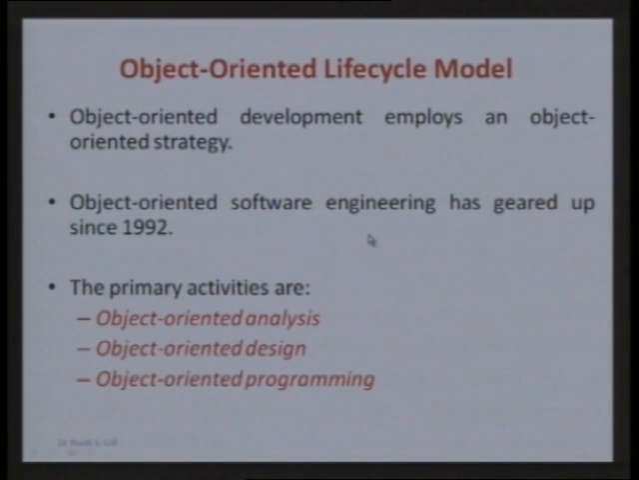If you look systematically at what should be there in the object oriented life cycle model, it is a development which employs an object oriented strategy, and this strategy really geared up in the early 90s. And what were the primary objectives of this particular model? It involved three major activities as a part of this process. The first is object oriented analysis, then object oriented design, and object oriented programming.